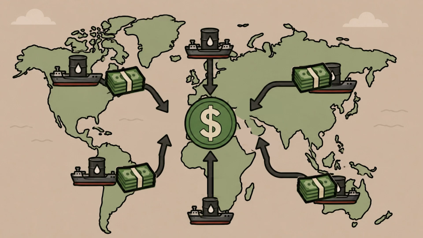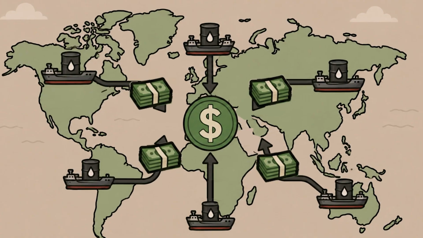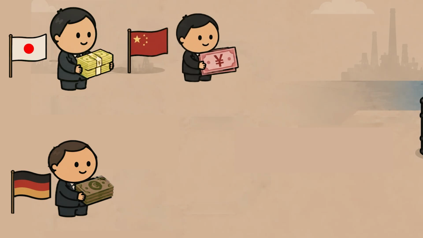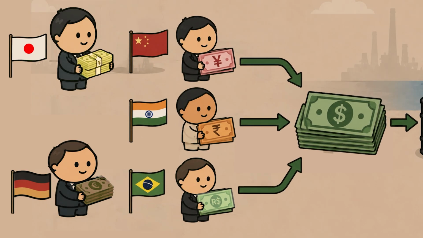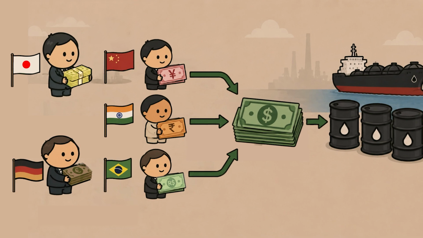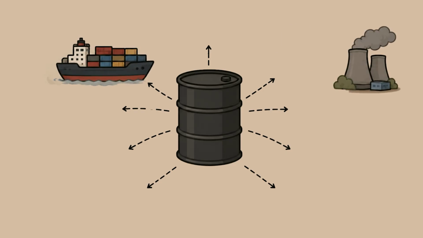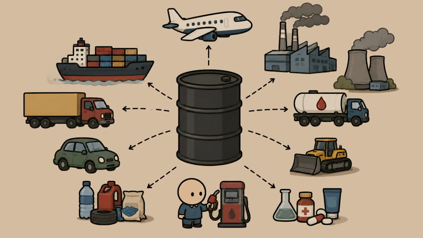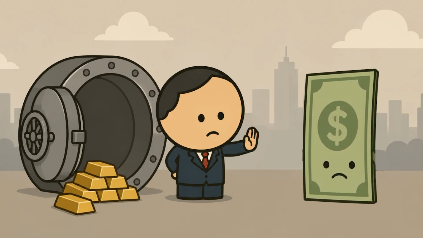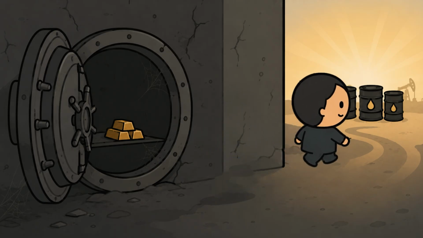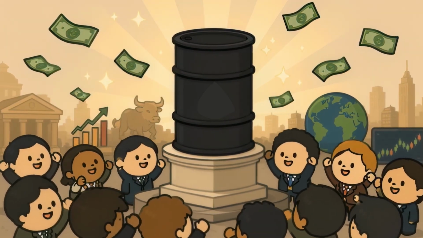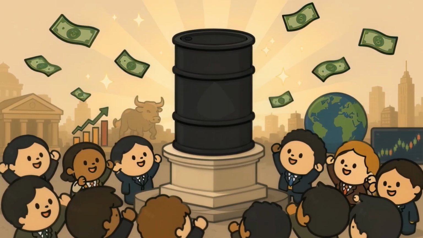The impact was enormous. If a country wanted oil, it first needed dollars. Japan needed dollars. Germany needed dollars. China, India, Brazil. Everyone needed dollars. Demand for the currency was no longer driven by gold. It was driven by energy, and that gave the United States an extraordinary advantage. The dollar was no longer backed by a vault full of gold. It was backed by something equally powerful: the world's dependence on oil. And behind that system stood American economic and military power. That wasn't an accident. It was strategy.